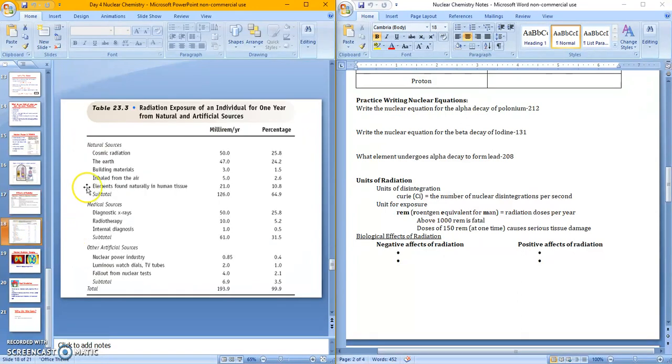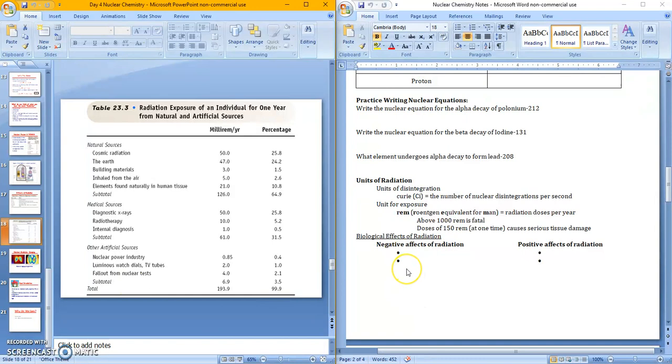Let's see, some other things. So these are all of the ways that we can get radiation. We also use radiation in x-rays, radiotherapy, and internal diagnosis. That's what we were talking about before. Nuclear power plants, TVs, you guys like that? Some negative effects, however, when a nuclear power plant goes down, it can create a crisis. Look up Chernobyl if you want to.